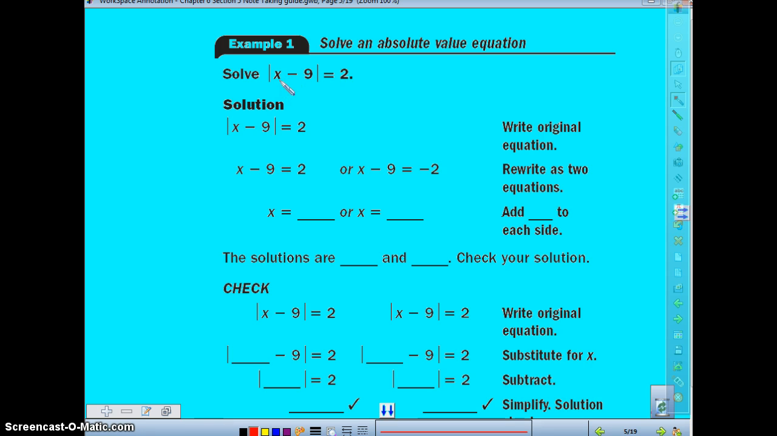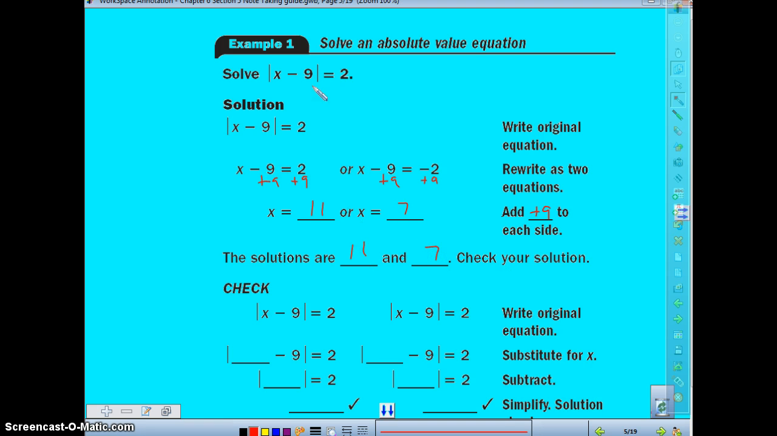All right, solve. Absolute value of x minus 9 equals 2. Well, we're going to split this up and write two different equations. We've got the positive answer right here. We've got the negative answer right here. To solve this, we're going to add 9 to each side. So when we add 9 and add 9, x is going to equal 11. We add 9, x is going to equal 7. So your solutions are going to be 11 and 7.